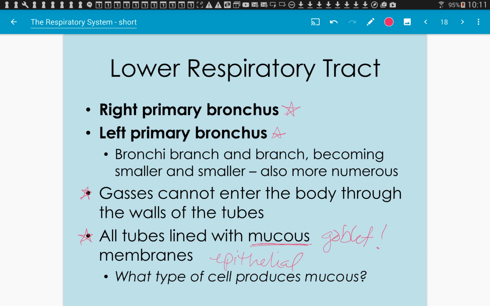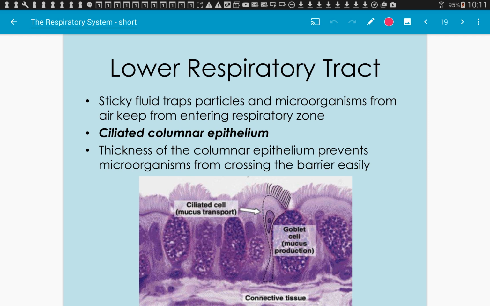And what was the purpose of the mucus in the respiratory tract? It traps particles, things that don't belong. It could be dust, a pathogen, or pollen. It traps it and carries it up that mucus escalator and out. So the mucous membrane is all very important with the respiratory system.